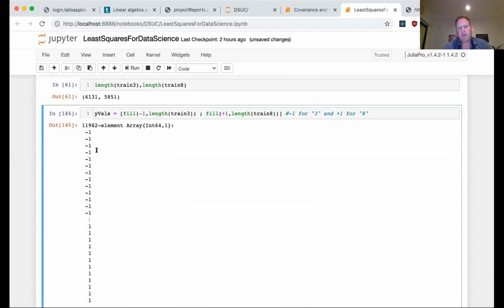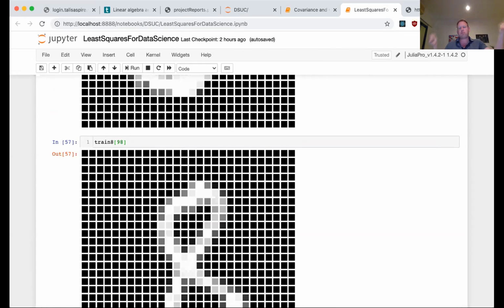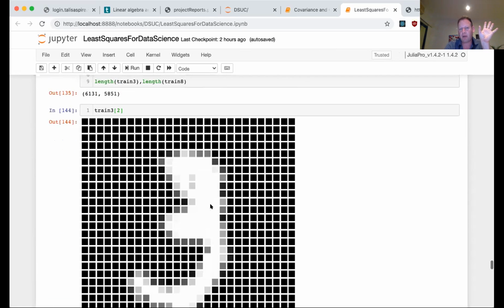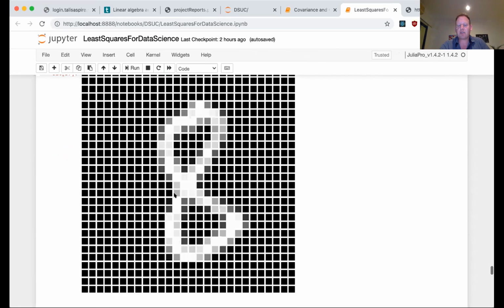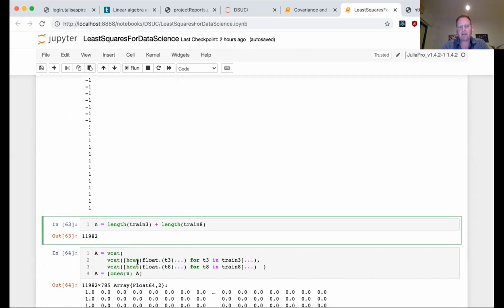Why? Because then I'm going to stack my data matrix and put all the 3s first and afterwards all the 8s. When I stack it, I'm going to take each of these images and unravel it from a 28 by 28 array into a 784 long vector. I'm going to vectorize this image into one long vector. This is the y vals.